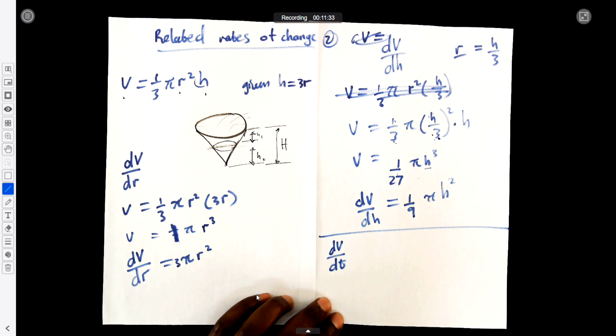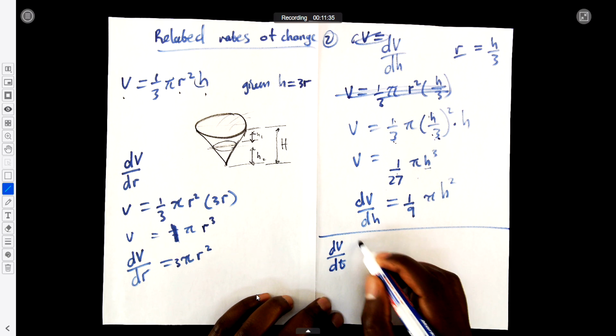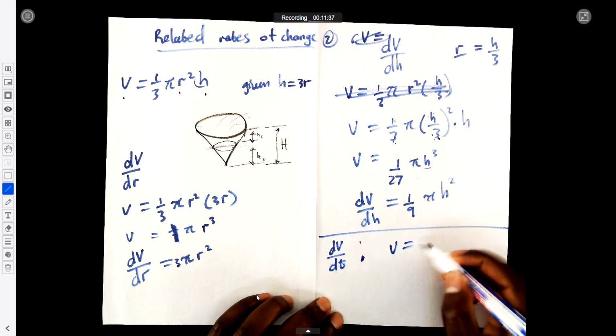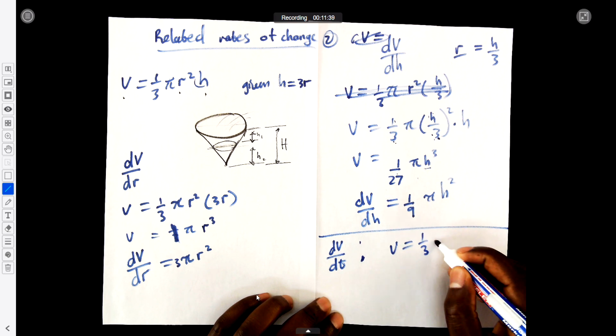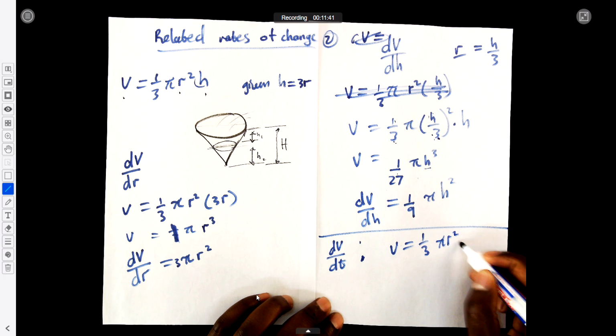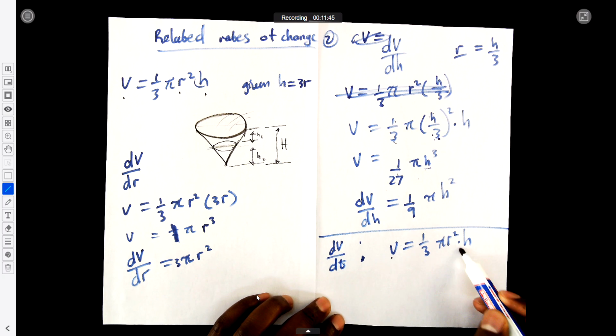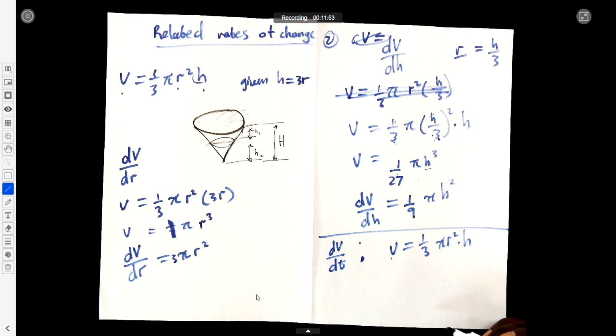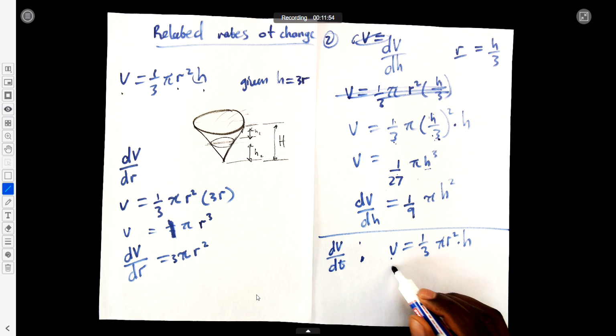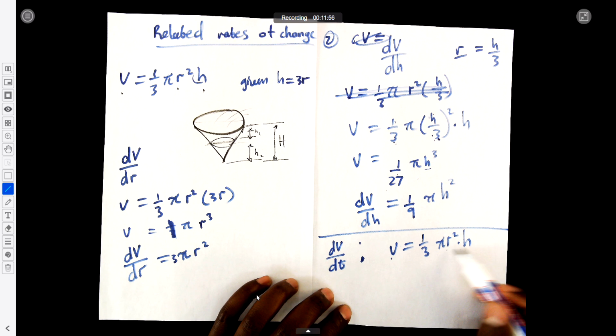So the original function, let me do this first. V is equal to 1 over 3 pi R squared times H. I hope you know that, as we said, V is dependent on H and R. So when we're going to derive, please note that we change both in terms of time. So volume changes in terms of time, which means these two, we have to change them in terms of time. So it's a product of two functions. Think of the product rule.